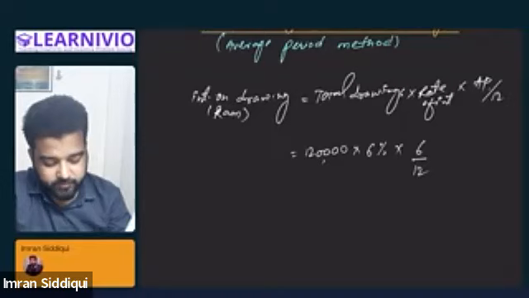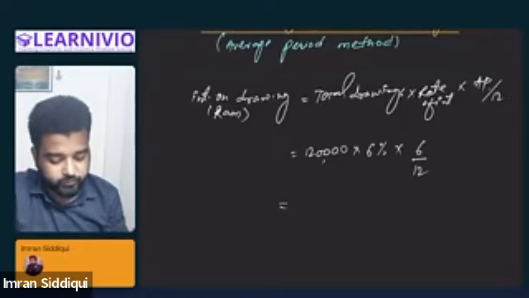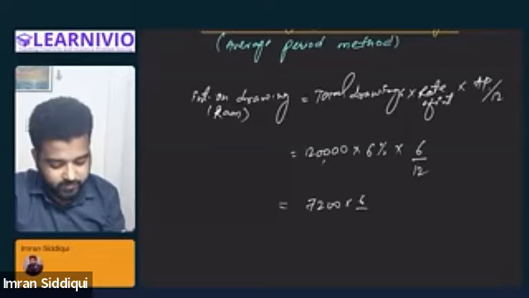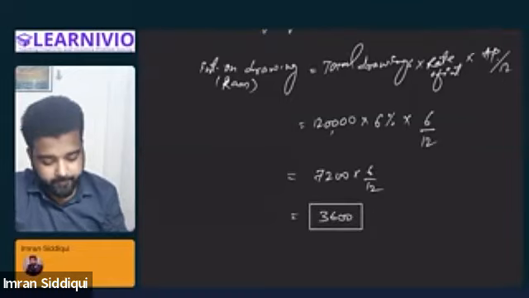So keeping that in mind, we'll now multiply 1,20,000 into 6%. So 6% of 1,20,000 is how much? 7,200 into 6 by 12. So we'll get 3,600 as the interest on drawing for Ram. Got it? I hope this is clear.